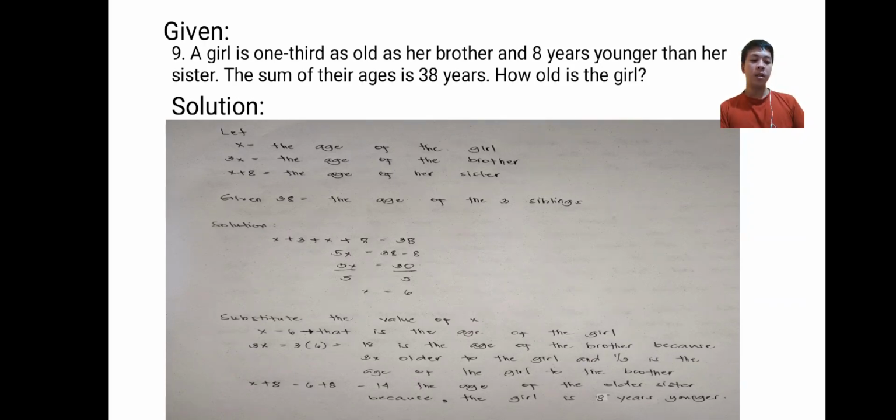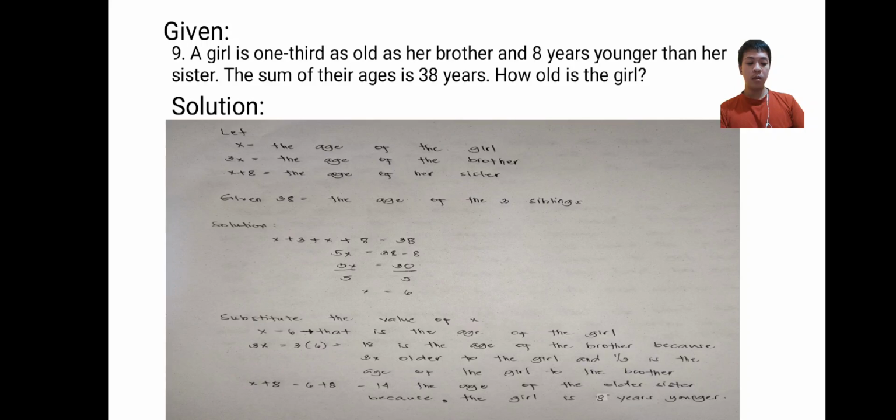Solution: x plus 3x plus x plus 8 is equal to 38. 5x is equal to 38 minus 8. So it will have 5x equals 30. So in order to obtain x, we need to divide both sides by 5. 5x divided by 5 is x. So x itself is equal to 30 divided by 5. It will have 6. So substitute the value of x. X is 6, that is the age of the girl.